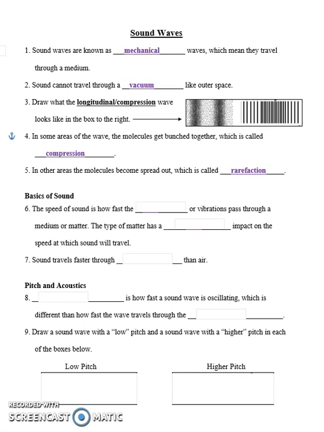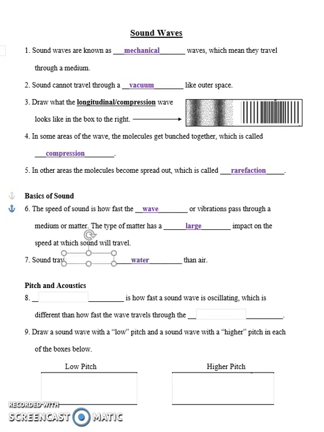Next, we're going to look at the basics of sound. This tells us that the speed of sound is how fast the wave or vibrations pass through a medium or matter. The type of matter has a large impact on the speed at which sound will travel. Oh, looks like we lost it. There we go, a large impact.